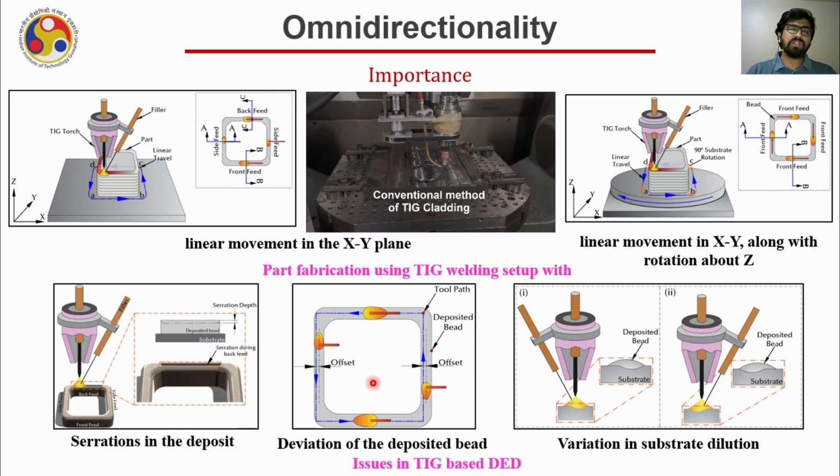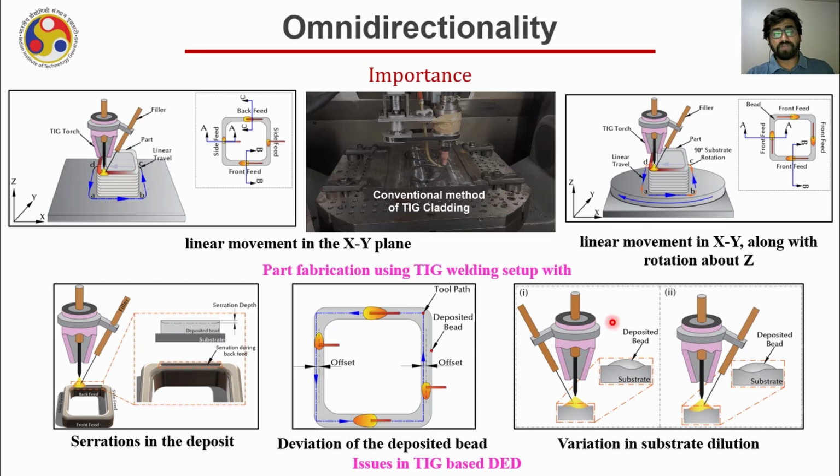Another issue which usually occurs is, for example, your wire is not exactly getting melted at the center. Due to that, your deposition path will be, as you are seeing here in the blue color, but the deposited bead will be offset to it. It will not be exactly at the center.